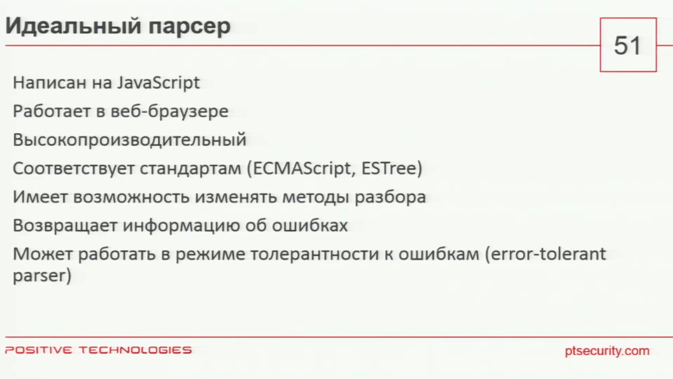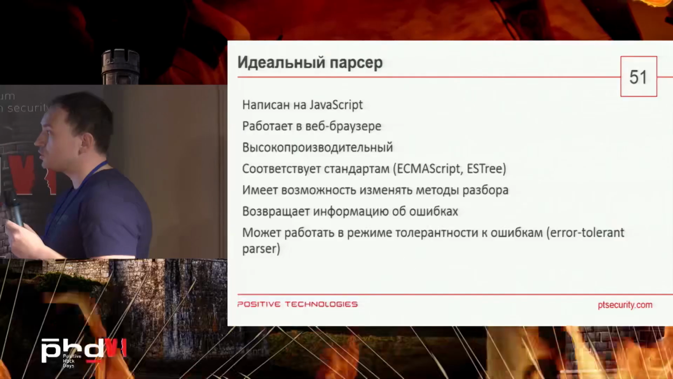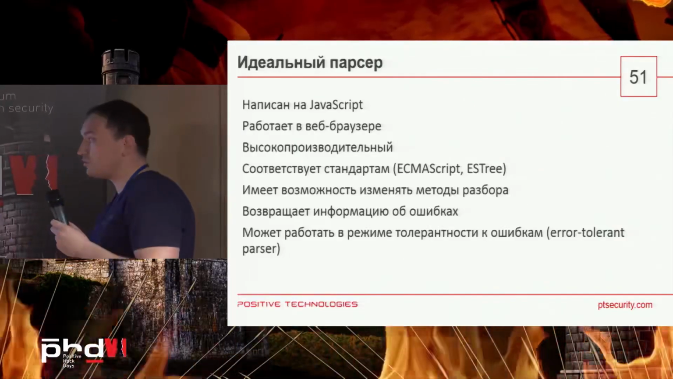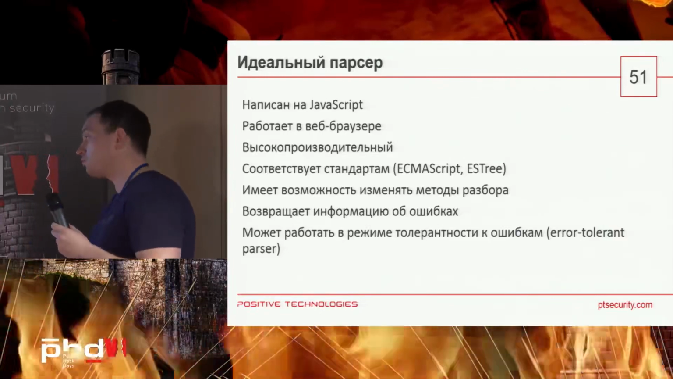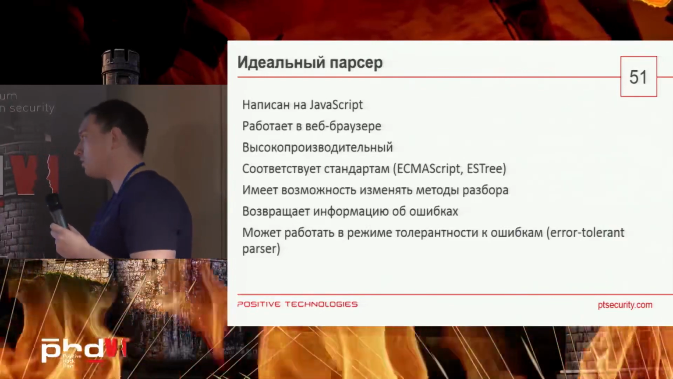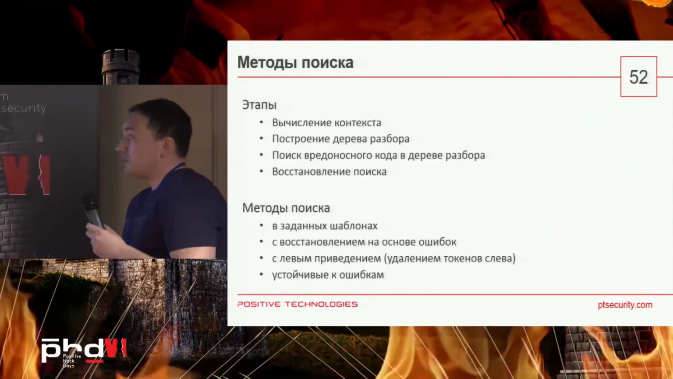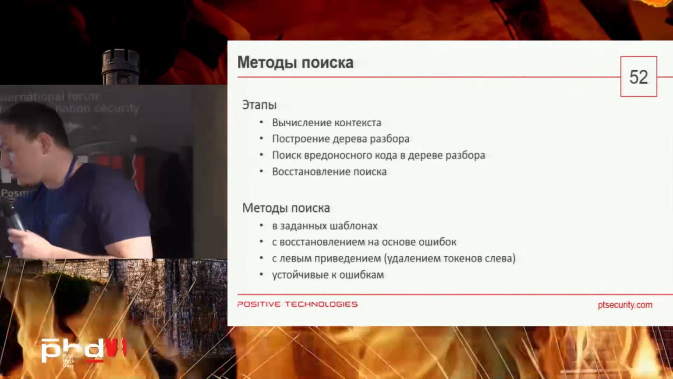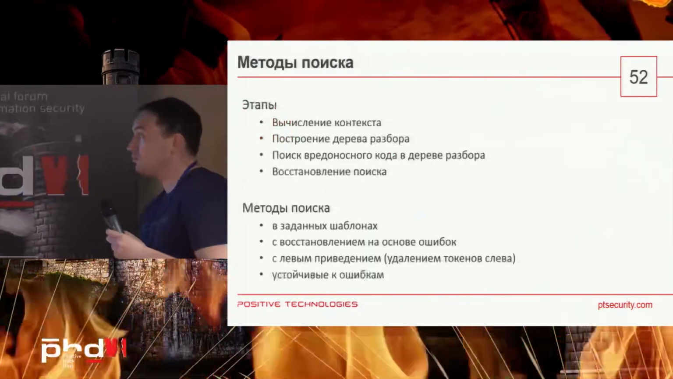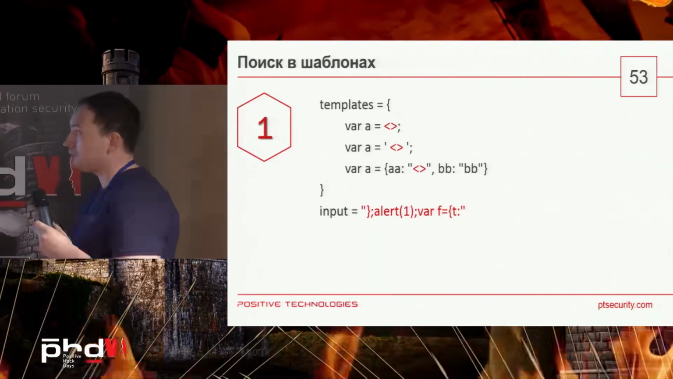So we have a set of requirements for an ideal parser, based on which we developed our experimental protection mechanism: the same three things, being able to change the methods of tree building, and, what's also important, it would be very good if this parser were able to operate in error-tolerant mode. So we now know what kind of methods we have, and let's take a look at how they work.